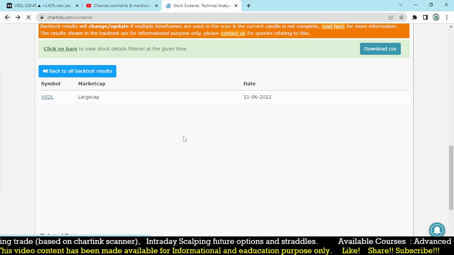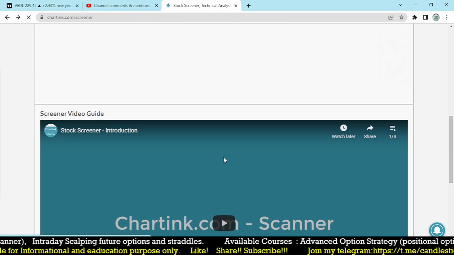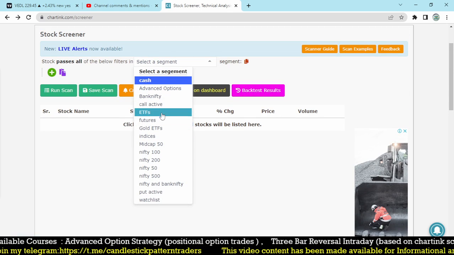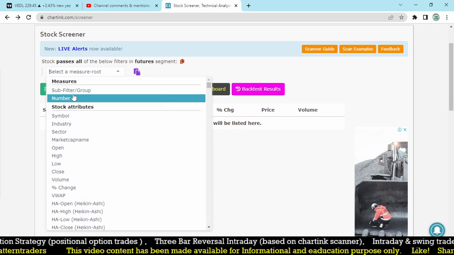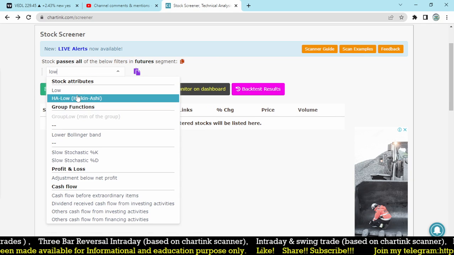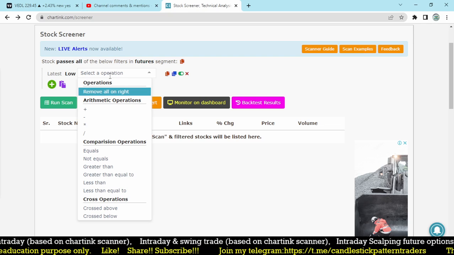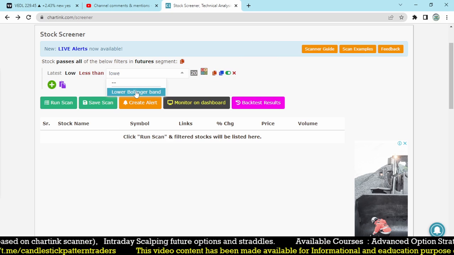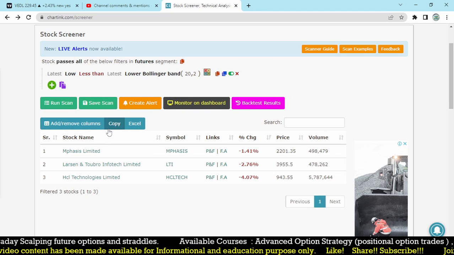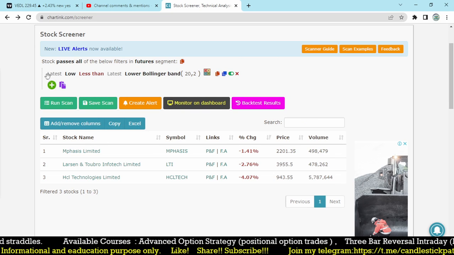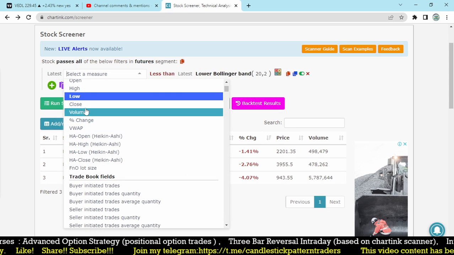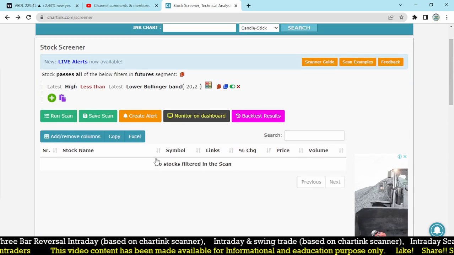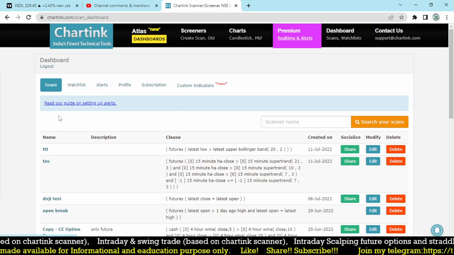And what about other stocks? We are using the daily basis. We can just create a scanner. The latest low must be less than the lower Bollinger Band. You can create a number of conditions, but I'm just using the simple one. The latest, not low, it must be high. I'm focusing on buying stocks. What happened? Oh, we have to save again and again.